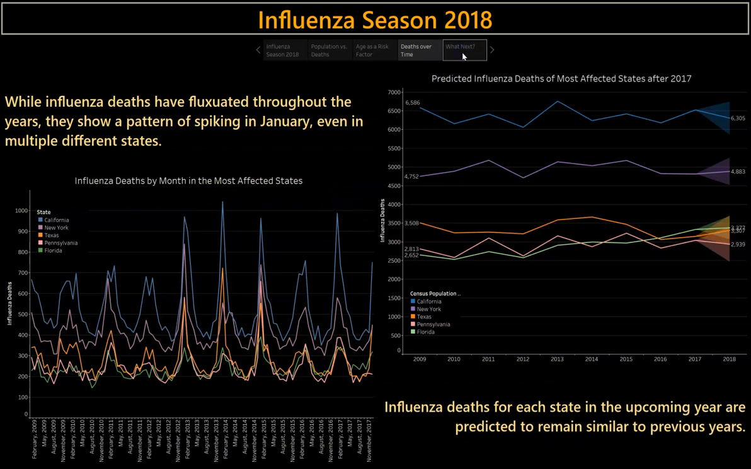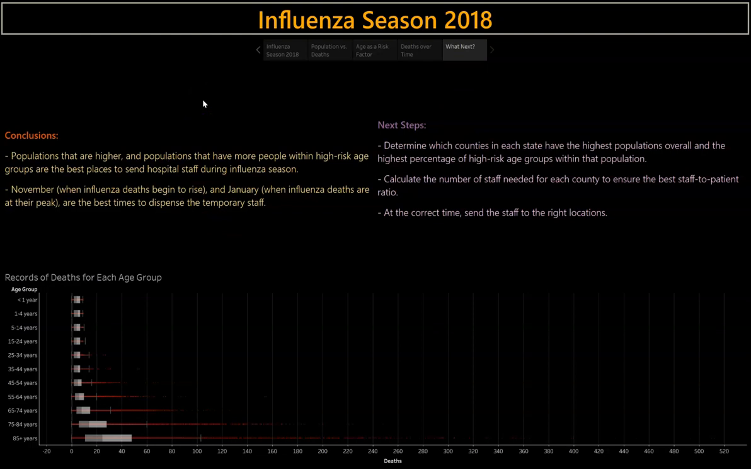So what do we do with this? Throughout this analysis, we can see that populations that have more people and populations that have more people in high-risk age groups tend to have more deaths. You can see that again in these box plots down here. Just the records within the data itself shows more deaths for elderly groups up here. You can see that pretty clearly. So places with higher populations, and then November and January is where and when we're going to be sending these hospital staff.